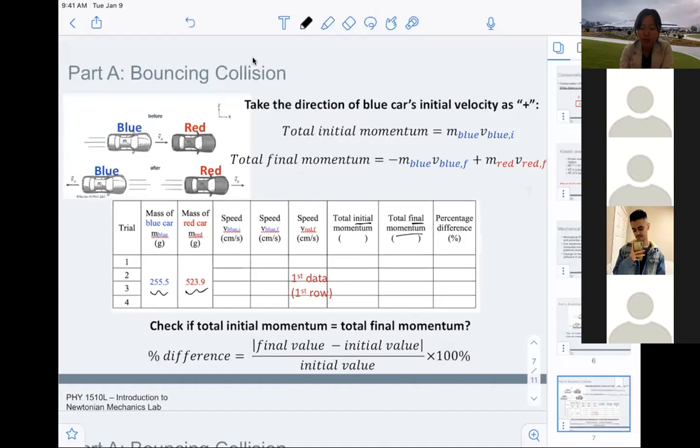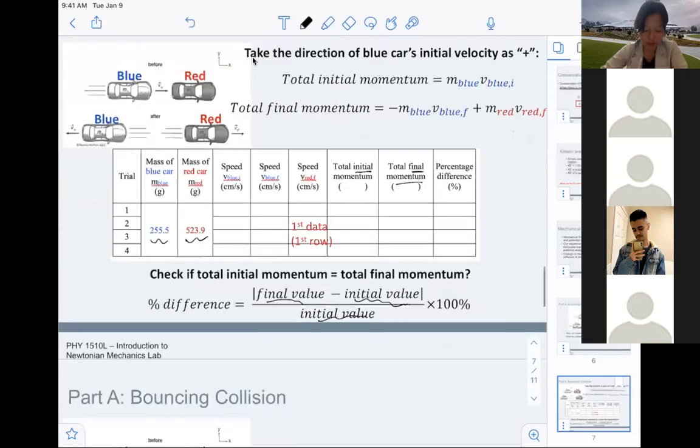You can look at a percentage of difference that reflects how accurate the lab has been performed, how good your data is. So you can use the final momentum minus initial momentum divided by the initial momentum. If they are exactly equal, you get 0% difference. Well, that's very accurate. But probably you'll have a few percent. If you have a few percent of difference, that's still pretty good. So let's take a look at our data.